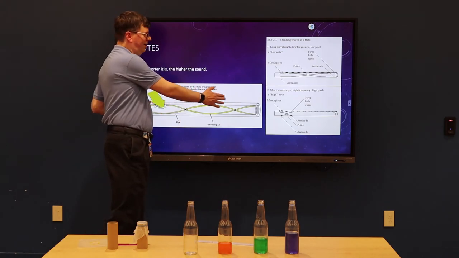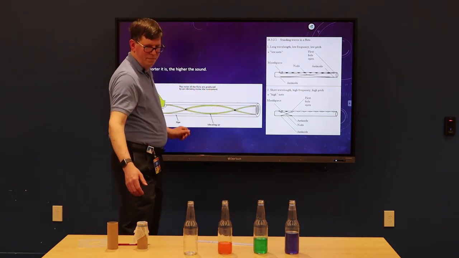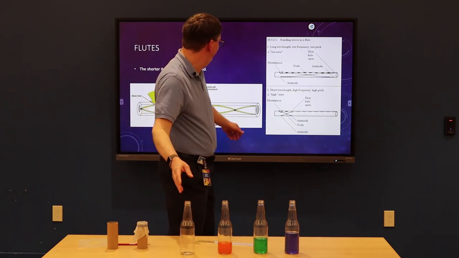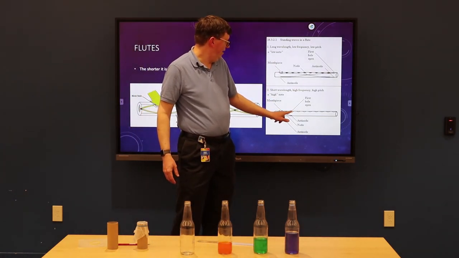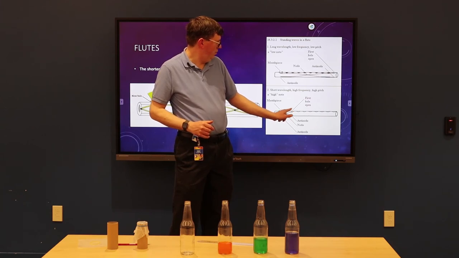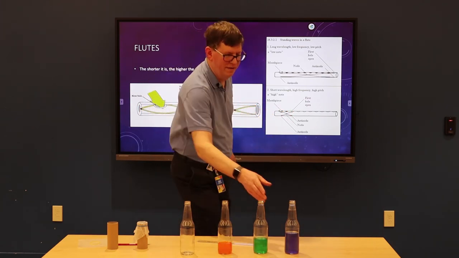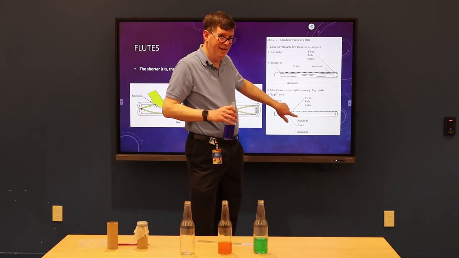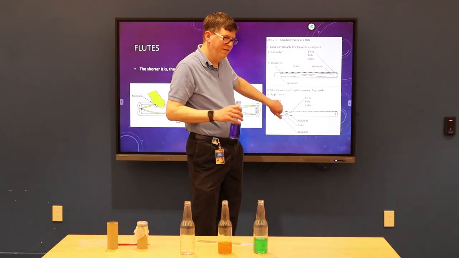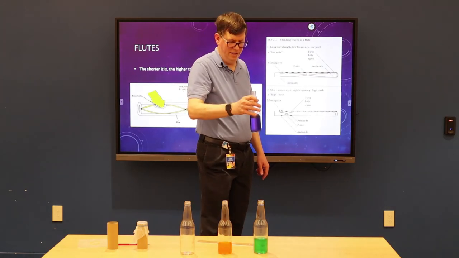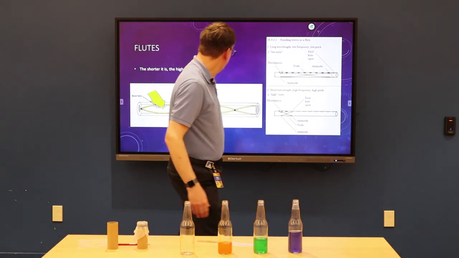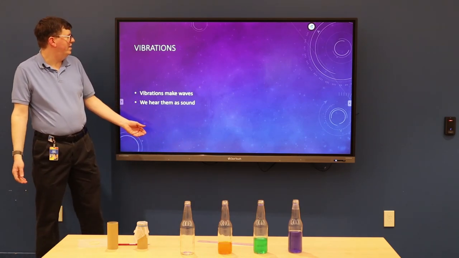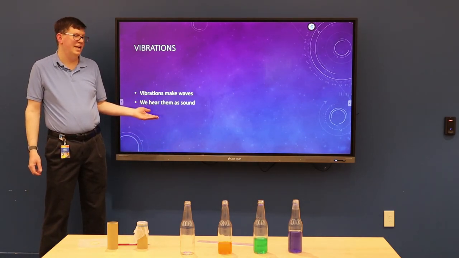And the more air there is, the lower the sound's going to be. But if somebody takes their fingers and they open up this hole near the opening, it does this. There's less room for that sound, for that air to vibrate. So it makes a higher sound. So, what we have here is vibrations make waves and we hear them as sound.